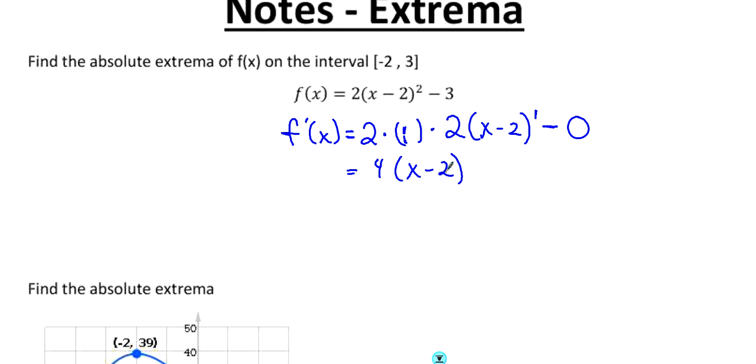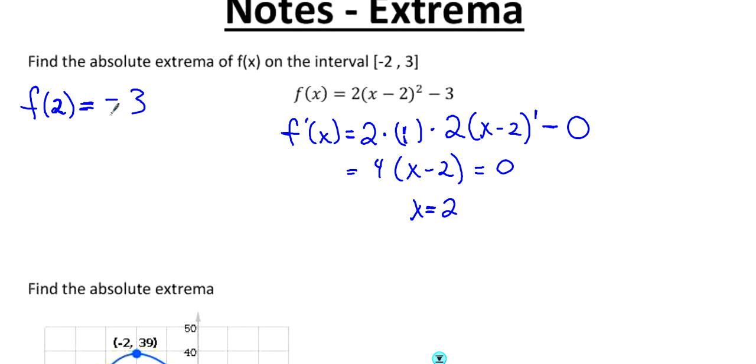Now, to find our interior extreme values, or critical points, we set our derivative equal to 0. That means our critical point is at 2. Next, once we have our critical points, we find the coordinate. So plug into your original equation f of 2. When you plug in 2, you get 2 minus 2, which is 0, and you get -3.